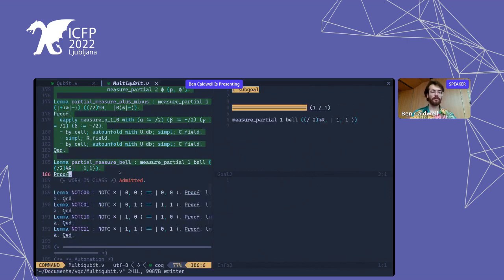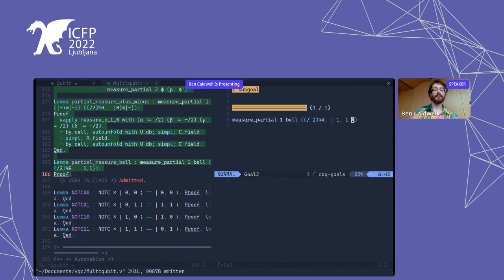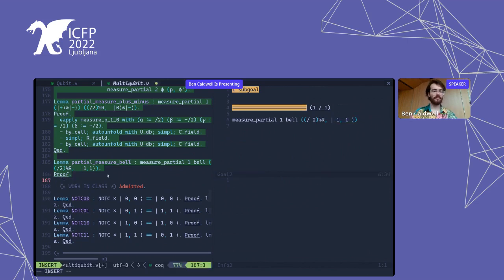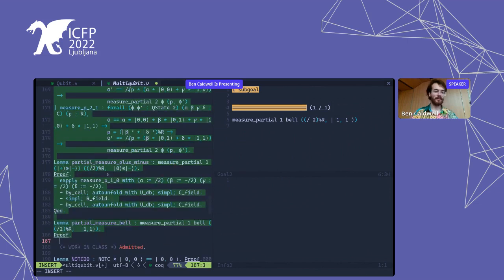And we can even talk about partially measuring Bell states, right? So we can say, okay, well, we've partially measured the Bell state. It's a half chance that we end up in the 1-1 state. Right, so we can do the same stuff. And in fact, E-apply is a very useful thing for this because it'll let us eagerly apply and then specify later on what we want things to be.